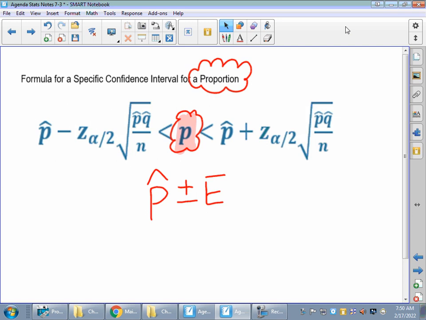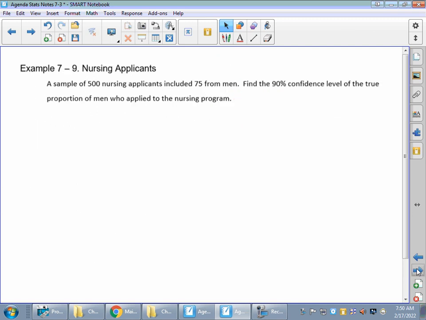So I'm hoping that this feels very familiar: still finding z values, a little bit of different calculations to find p hat and q hat instead of x bars and sigmas or s's. All right, so let's do an example. Nursing applicants. A sample of 500 nursing applicants included 75 from men. Find the 90% confidence level of the true proportion of men who applied to the nursing program. That's the way to ask the question: find the 90% confidence level of the true proportion. That tells me that P is going to be in the middle of that. It's not the confidence level of the true mean of blah, blah, blah.